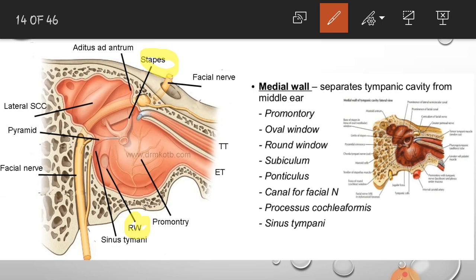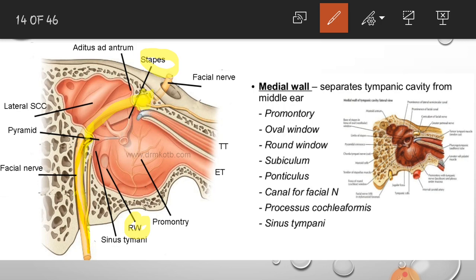Now here I want you to have a look at the canal for the facial nerve. What you see is the genu of the facial nerve. You already know what the facial nerve is, and you know that there's a genu, the sharp turn where the facial nerve turns and enters the medial wall of the tympanic cavity, where it runs through a bony canal which runs horizontally in the medial wall till it reaches the posterior wall. Then it turns sharply downwards.